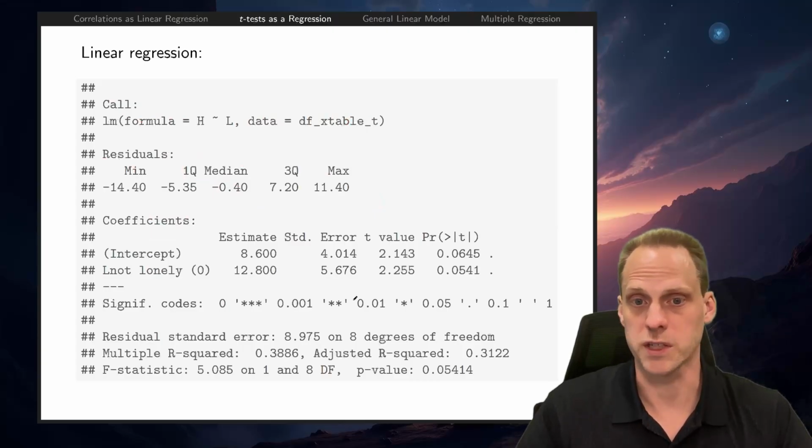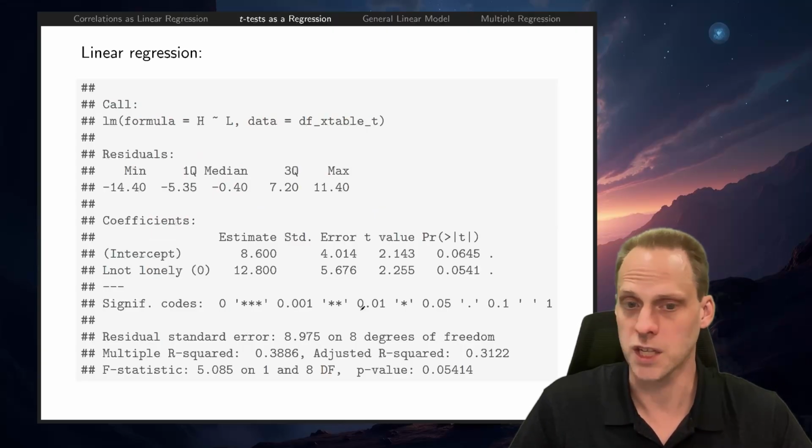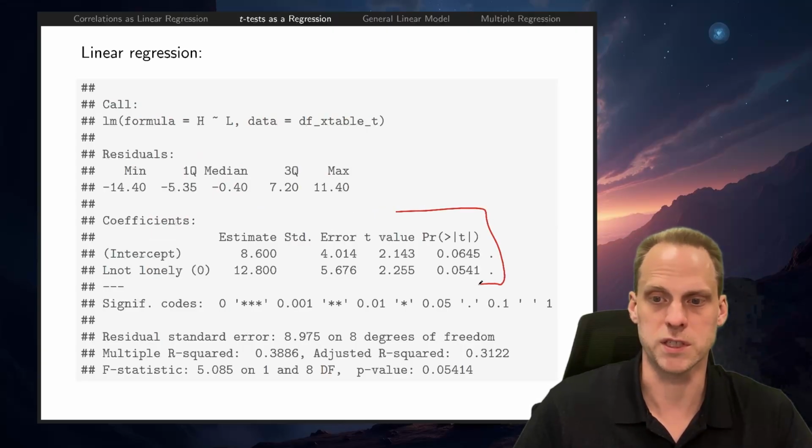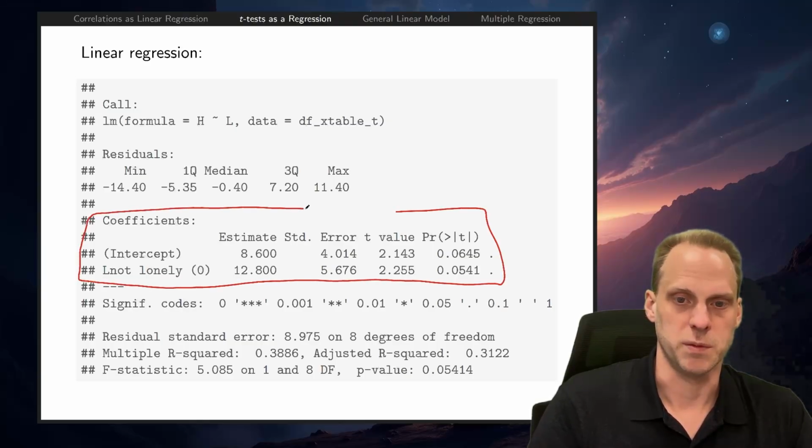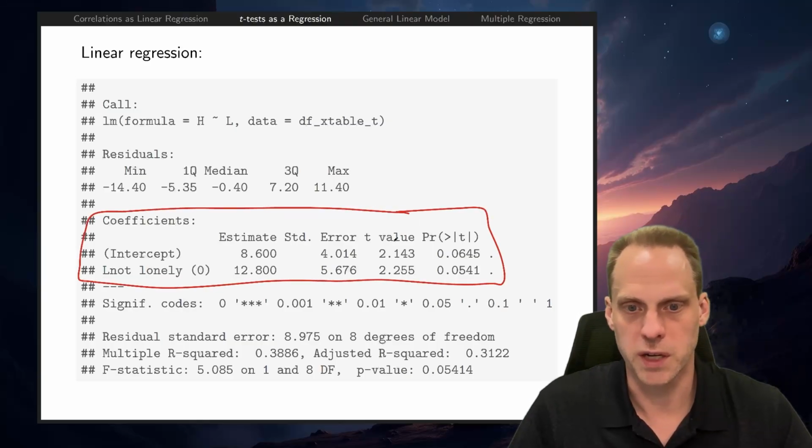Here I do linear regression. This is what the output looks like in R. In JASP it looks a bit different, but basically this table is the same. And that's because JASP actually just uses R in the background. It does actually this.